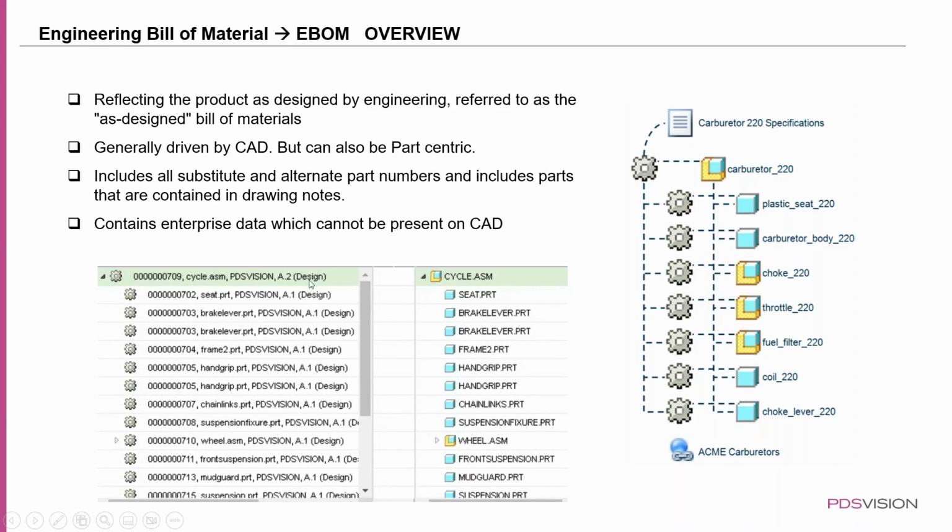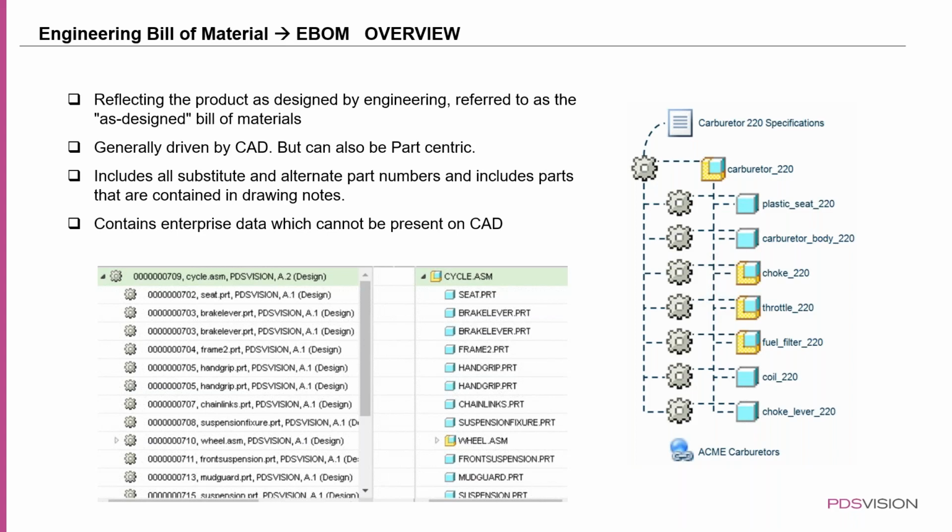If you see in the picture, the view for that particular part, which is cycle assembly 709, which ends with 0709, shows that the view is Design. So whenever we are talking about engineering bill of material, it is always supposed to be a design view. That is the basic understanding of engineering bill of material from the Windchill side.